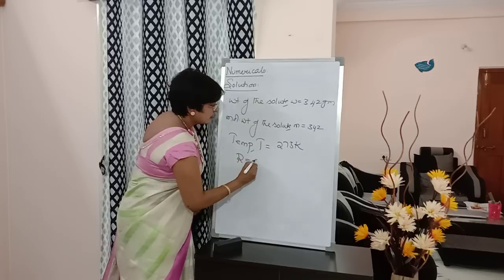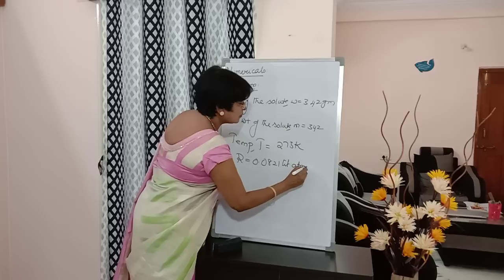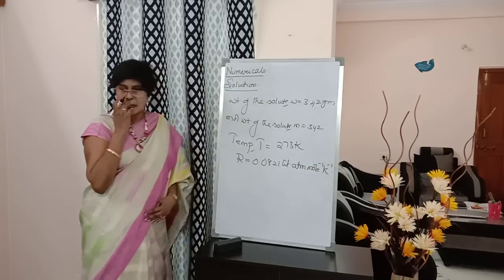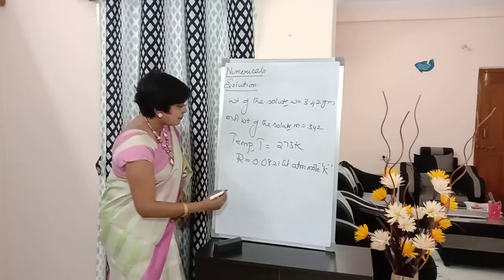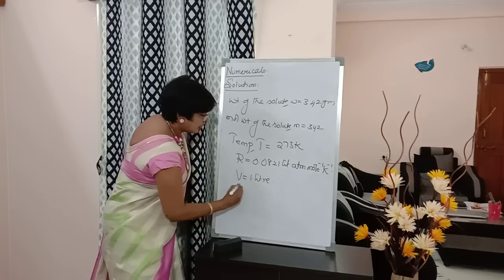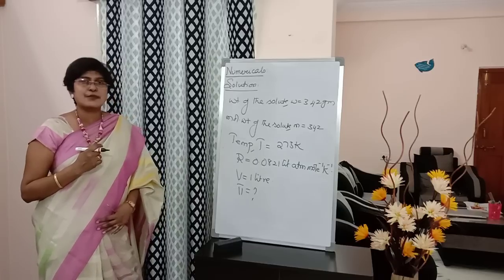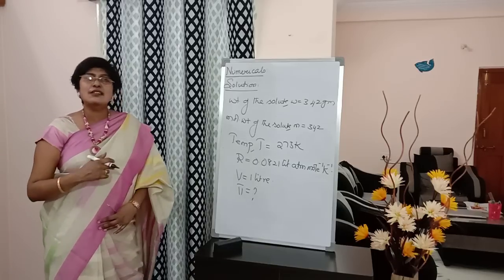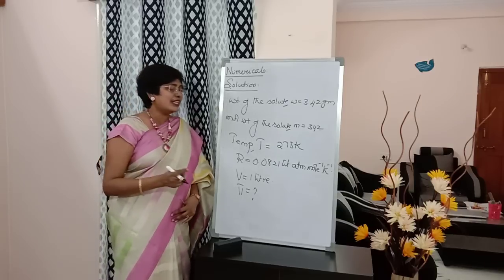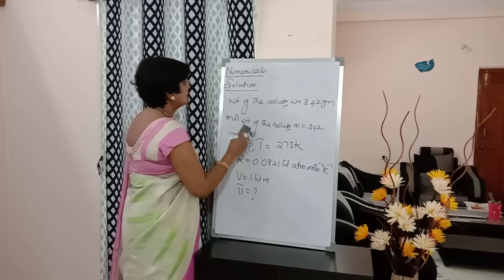Next, R is 0.0821 liter atmospheres mole inverse Kelvin inverse. Next, capital V is 1 liter. Pi is equal to question mark. Direct formula, direct substitution, students. First write down all these values which are provided to us in the numerical. Okay, shall I erase? Right.